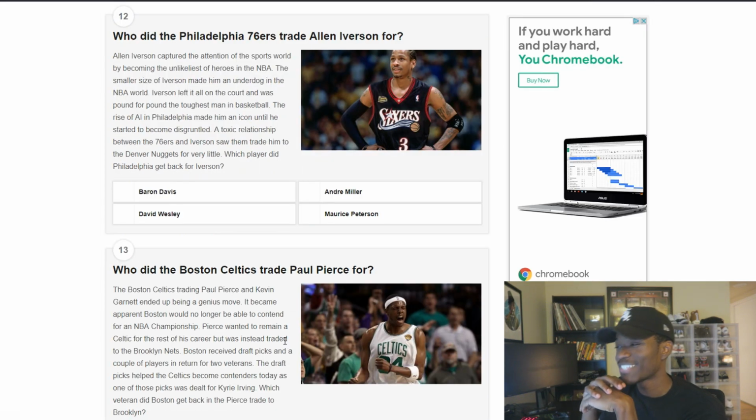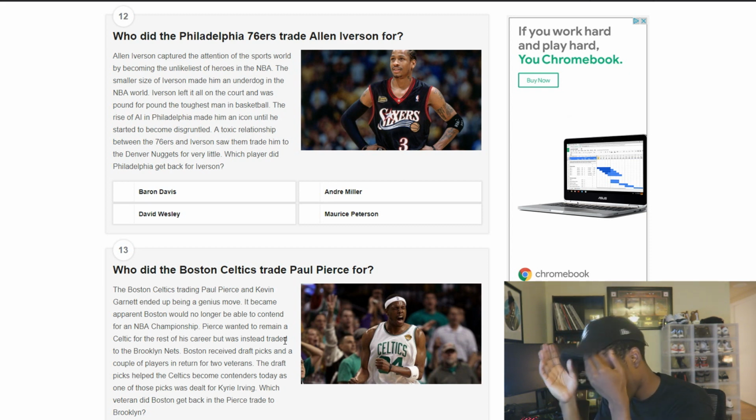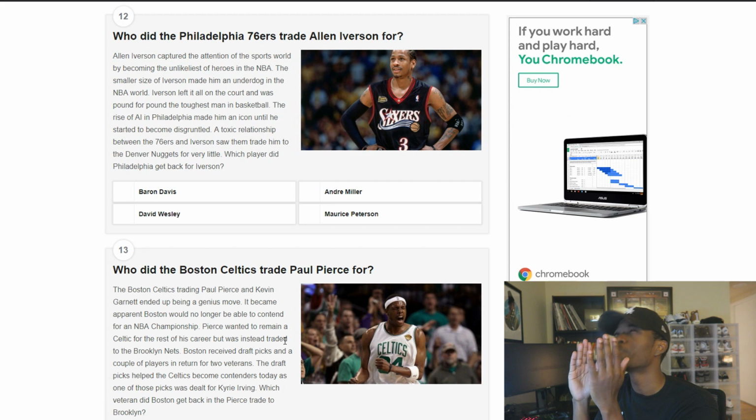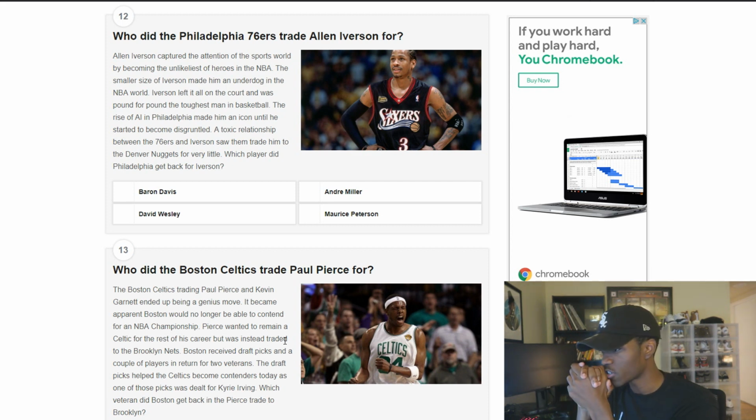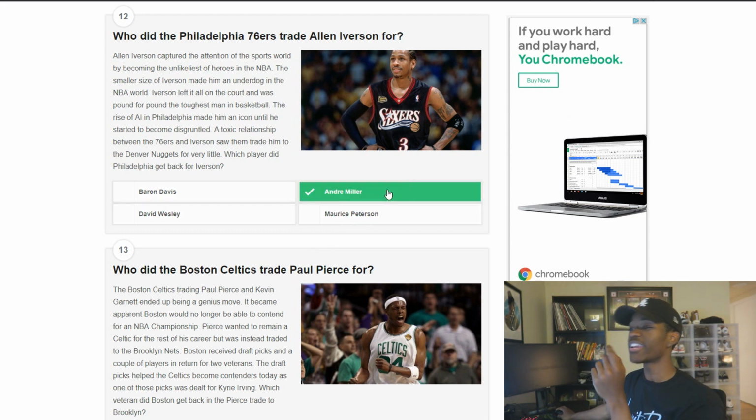Who did the Philadelphia 76ers trade Allen Iverson for? Ooh, okay. So from Philly to Denver. I'm pretty sure. So which one of these players played for Denver? Baron Davis never played for Denver. David Wesley might have. Maurice Peterson, I don't think he did. But Andre Miller 100% played there. And then he also played for the 76ers too. There it is. There we go.